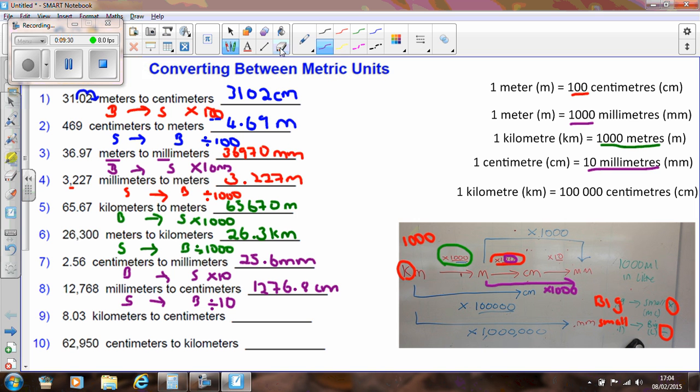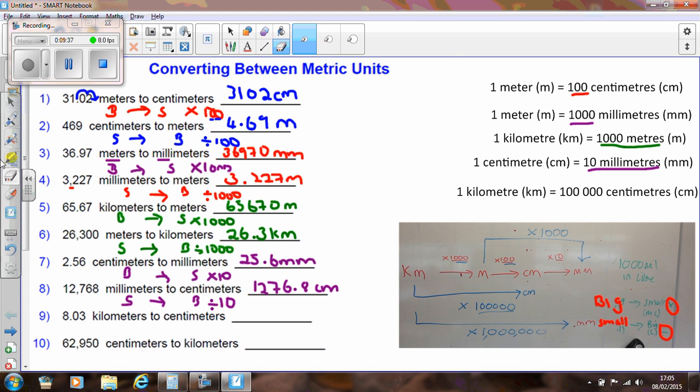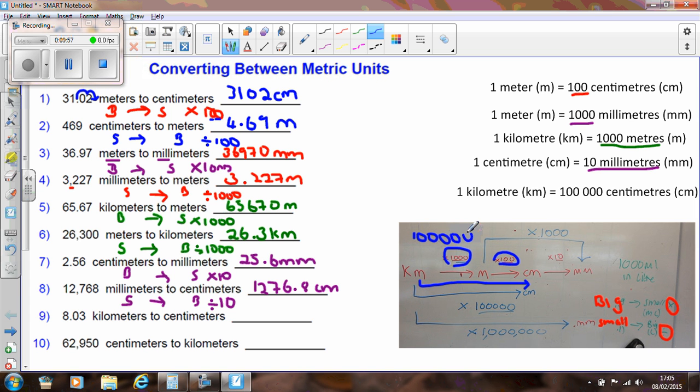And then the final one is kilometres to centimetres. Now, let's just get rid of some of this. So we're doing kilometres to centimetres. We've got kilometres here, and we're going all the way to centimetres. So we've got these here, and this one. So there's 5 zeros there: 3, 4, 5. So it's going to be 100,000, which is what we've got here. So there's 100,000 centimetres in a kilometre.